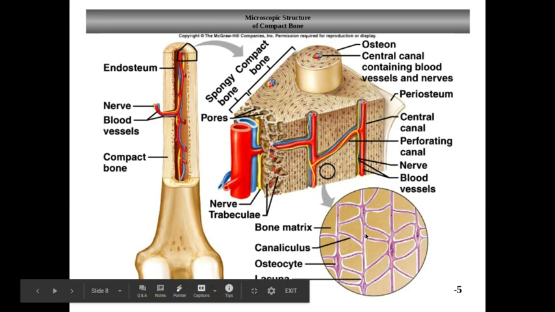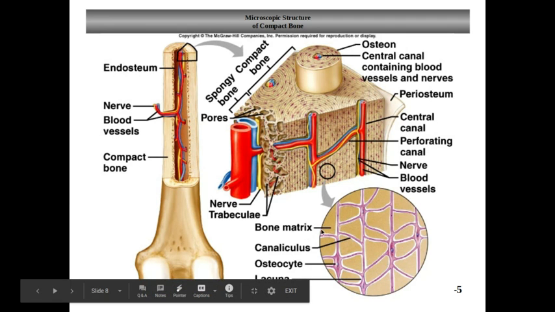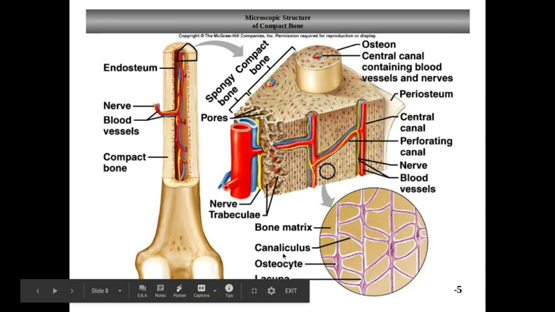Okay, and then this bottom picture is this little portion blown up. So you have what's called bone matrix right here. The canaliculus, that's these little ones going sideways here. They look like little spider webs in there. An osteocyte, you can see one here. There's one over here, another one over here. And then the lacunae, or lacuna, is the space in between there.